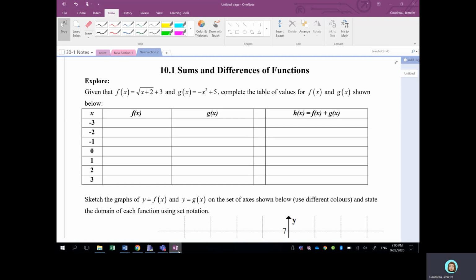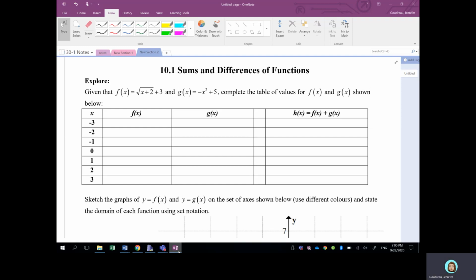For right now, we're going to concentrate on adding and subtracting functions together to create a new function. We are going to look at how to graph a combined function. We're going to look at writing the equation and also doing some evaluating. Let's start with the Explore below.